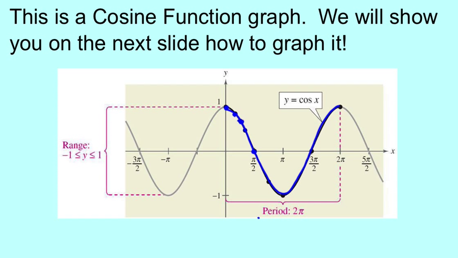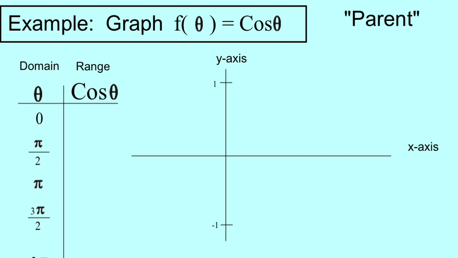This has the same period of 2 pi. The amplitude is 1. The range falls between -1 and 1. Again, if we wanted to continue this graph, it'll continue on. All right, so let's go ahead and find the ordered pairs for the parent function.